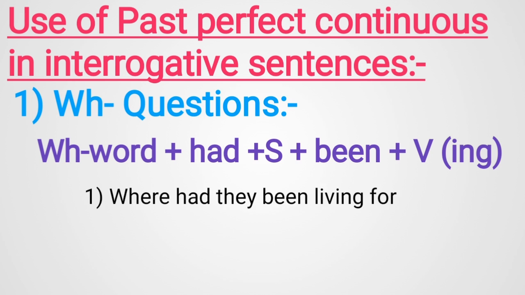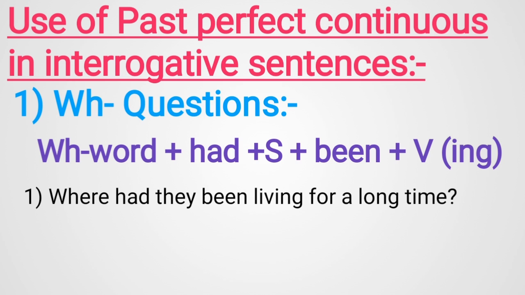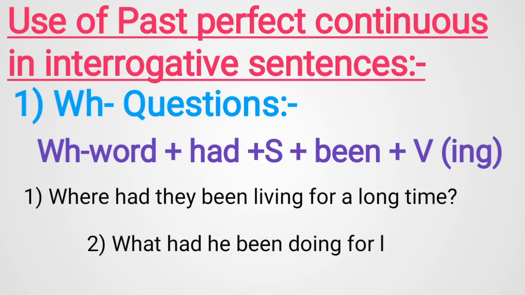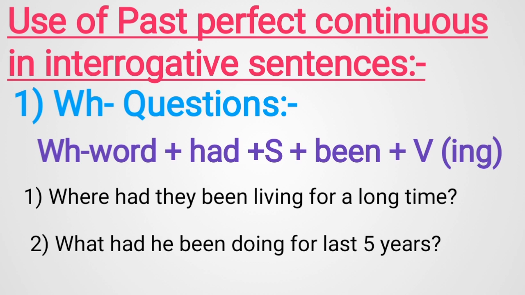First question, where had they been living for a long time? Next question, what had he been doing for last 5 years? You can see in both the questions here, I placed had after each WH word like where and what. After had, I placed subjects they and he, and after subjects, I placed been in both the questions. In short, what I mean to say is that you have to place subject between had and been while framing the questions of past perfect continuous tense. So don't ever forget the structures given by me. These structures are very useful for everyone.